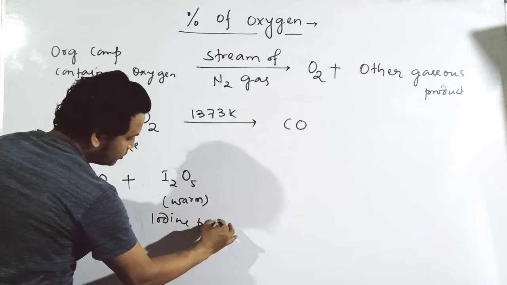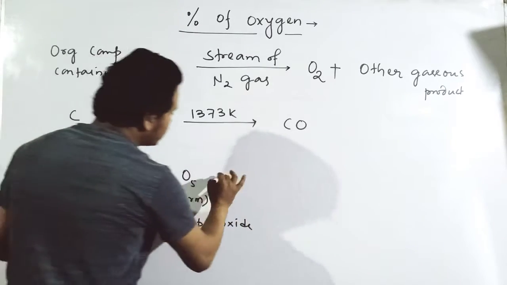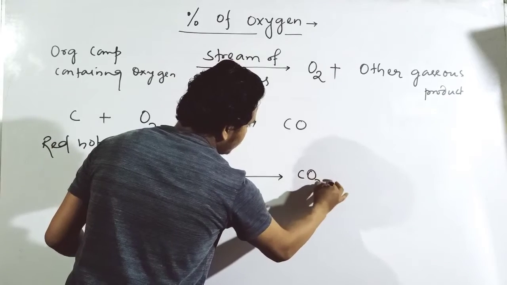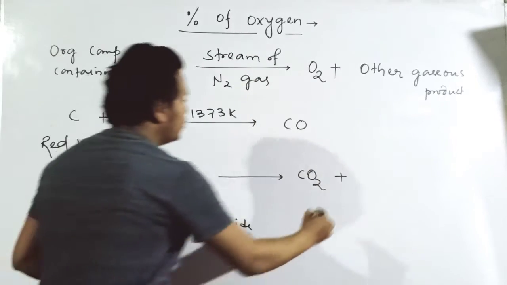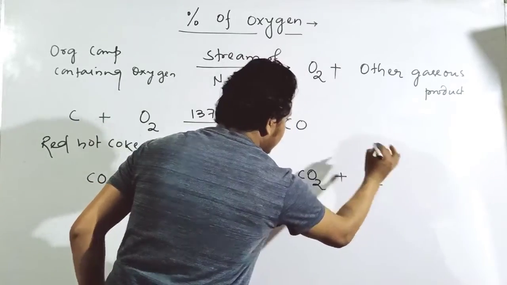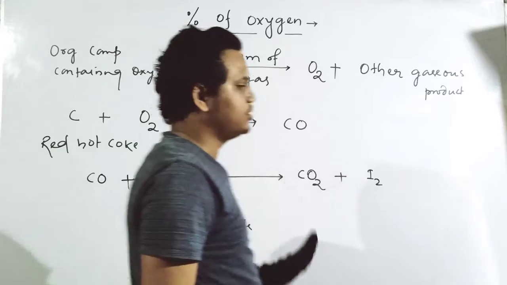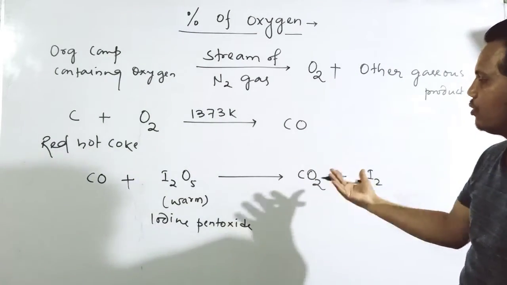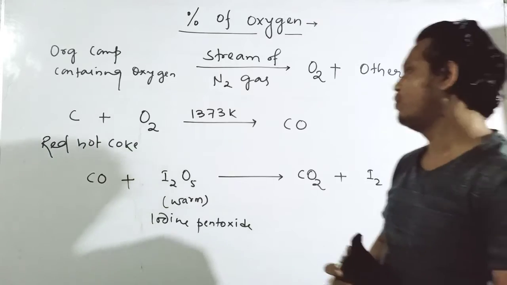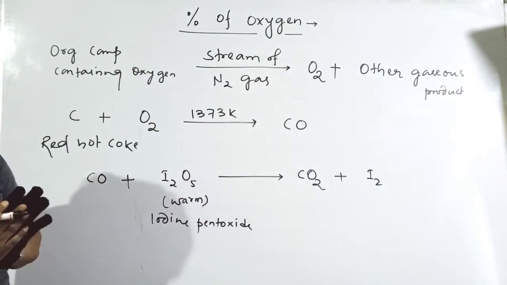Iodine pentoxide. Then carbon monoxide is oxidized to carbon dioxide, CO2, and iodine will be produced. So this is the reaction occurring for the percentage of oxygen. From here we have to calculate the mass of oxygen. Now see, first balance it.